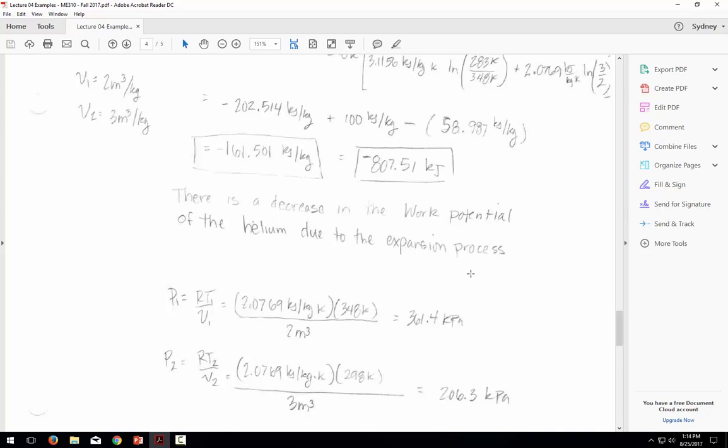So this decrease in temperature, decrease in pressure, made it so that our helium has less ability to provide any sort of work to us. So we have an exergy decrease of 807.51 kilojoules when we compare the initial state of the helium to the final state of the helium.